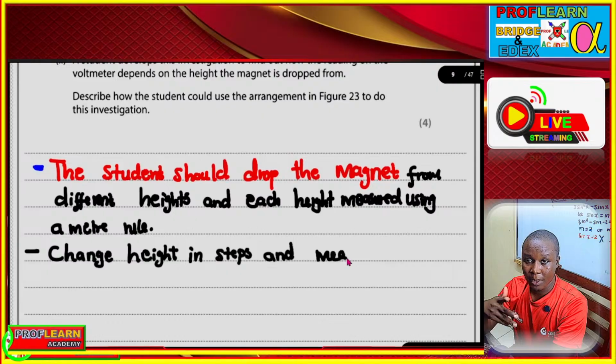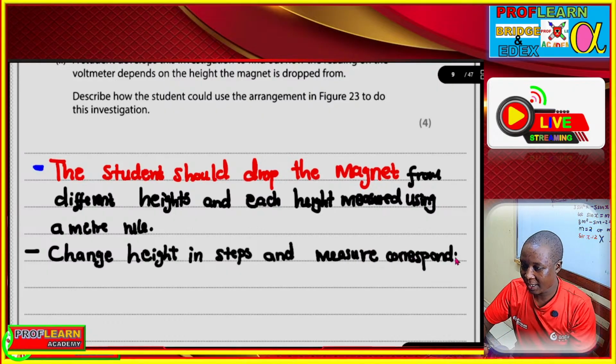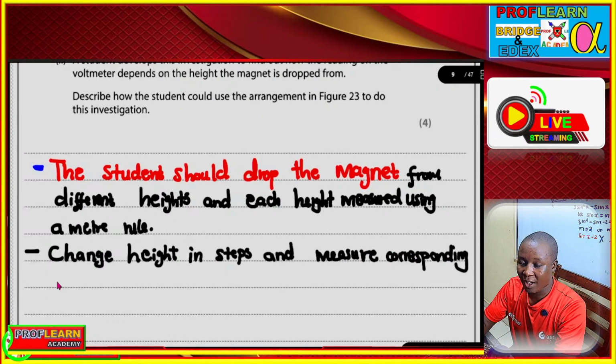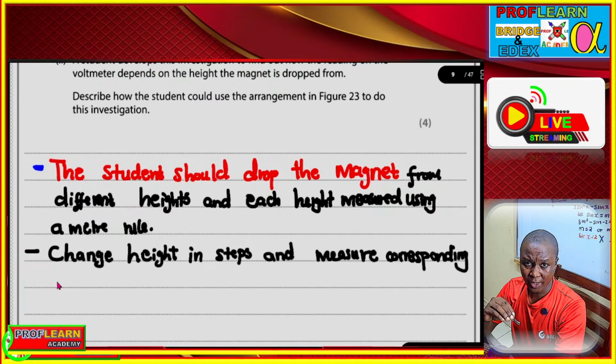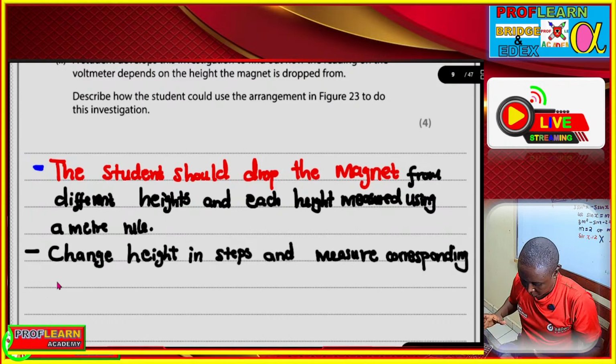In that way, we can compare and analyze how the variation of the height affects the amount of EMF induced. So the student should drop the magnet from different heights, and each height is going to be measured using a meter rule. Whenever you are answering a question of this kind of investigation, you need to mention the apparatus that you have used to carry out the investigation.